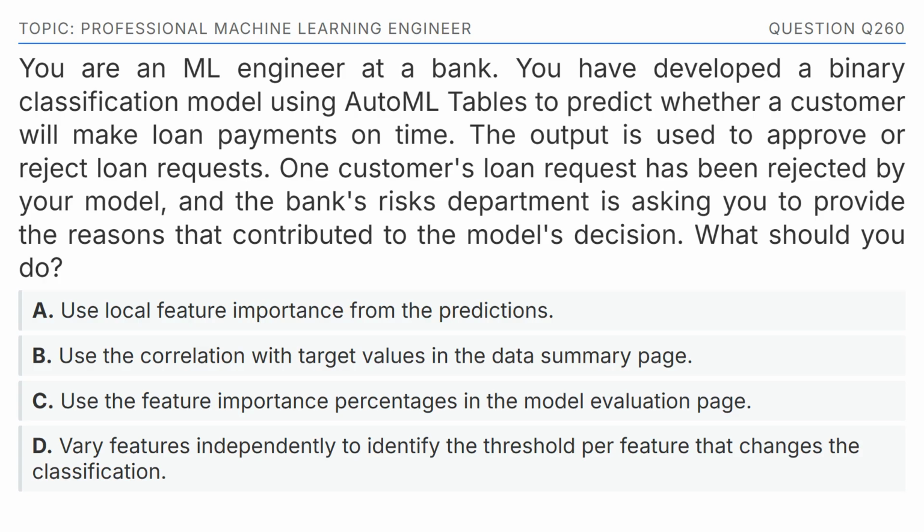The options are: Option A, use local feature importance from the predictions. Option B, use the correlation with target values in the data summary page. Option C, use the feature importance percentages in the model evaluation page. Option D, vary features independently to identify the threshold per feature that changes the classification.